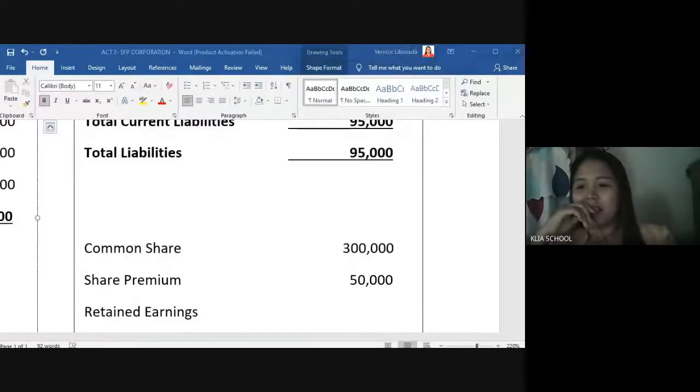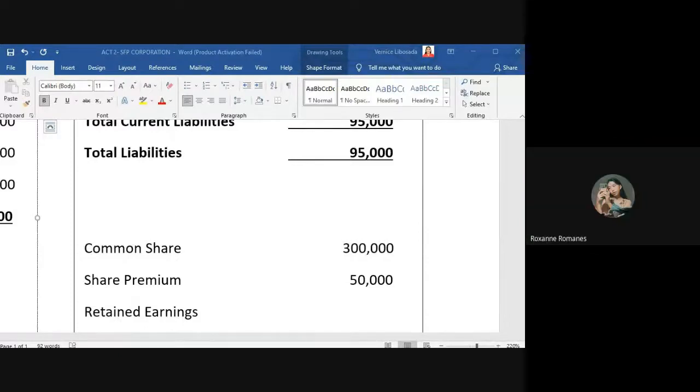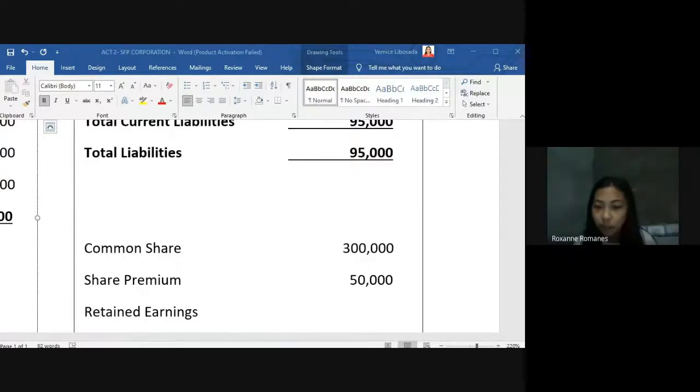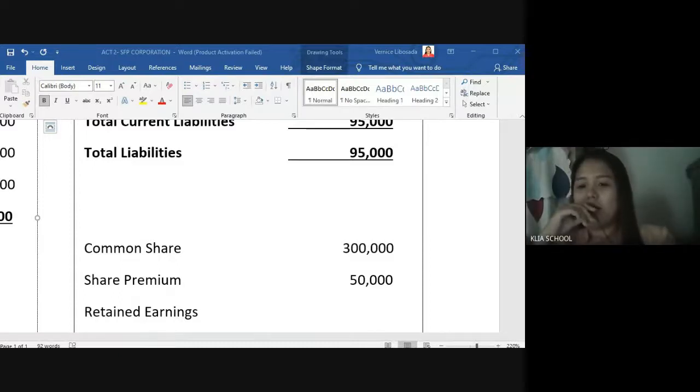The retained earnings po will be 0. Okay, will be 0. O bakit naman? Why is it our retained earnings will be 0, Roxanne? Kasi po yung retained earnings, ito po yung matitira sa company kapag na-distribute na po yung mga dapat bayaran. Okay, very good.